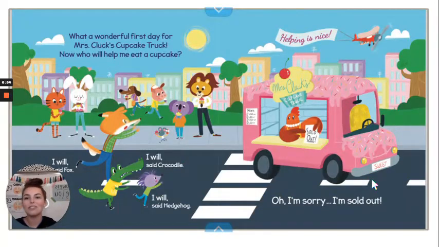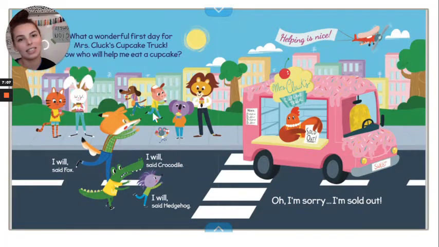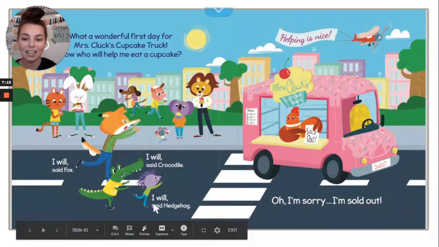What a wonderful first day for Mrs. Cluck's cupcake truck. Now, who will help me eat a cupcake? Do you think they're going to say no this time? Who doesn't like eating cupcakes? I will, said Fox. I will, said Crocodile. I will, said Hedgehog. Oh, I'm sorry, I'm sold out.